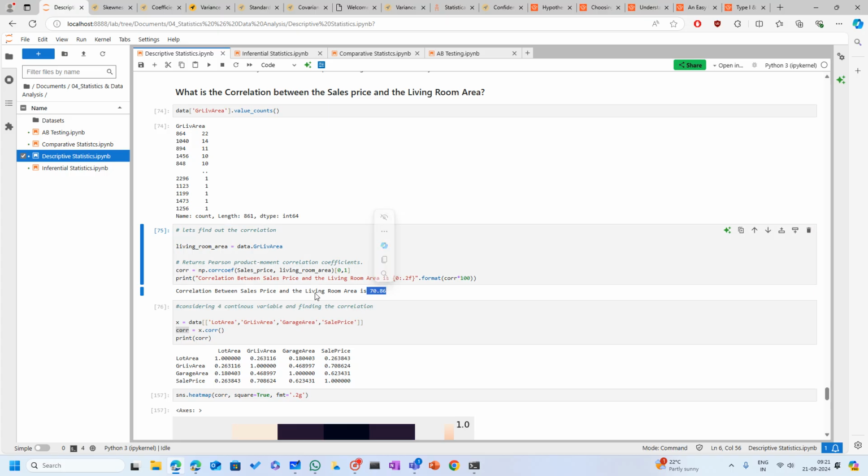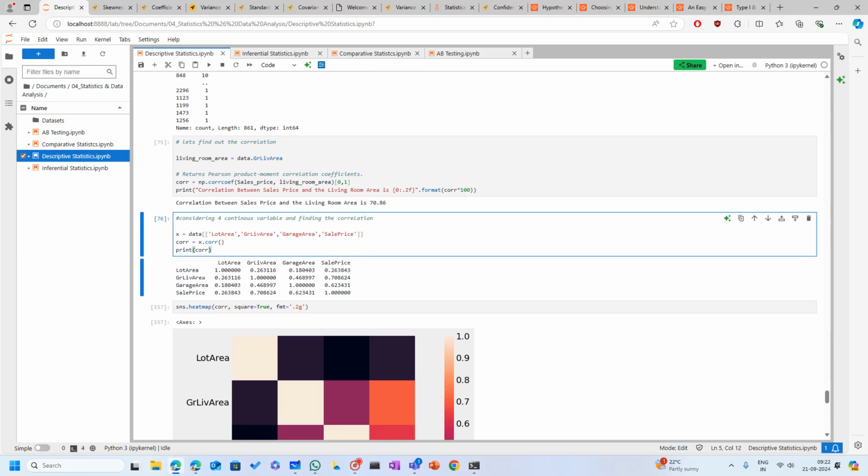Now what does this mean? What it means is that 70.86 percent of the time we see that the higher the living area, the higher the sale price. For 70% of the time in the data, we see that as living room area increases, sale price also increases. Here I have taken multiple values to understand and calculate the correlation.